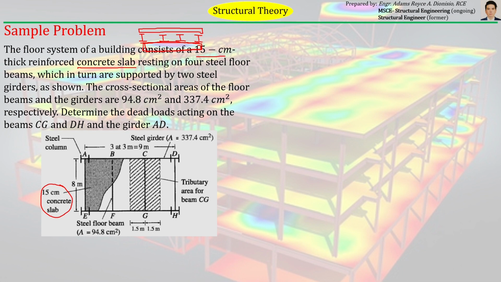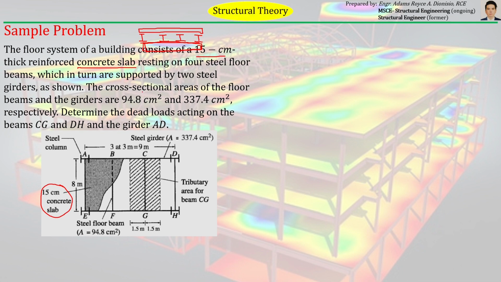So, paano yung load path natin dito? So, ang load path natin will be something like this. So, yung load, superimposed load that are being carried by the concrete slab are being passed through the 4 floor beams. And then, the loads that are being carried by the 4 floor beams are being passed or transferred to the girder. So, ganun yung load path natin.